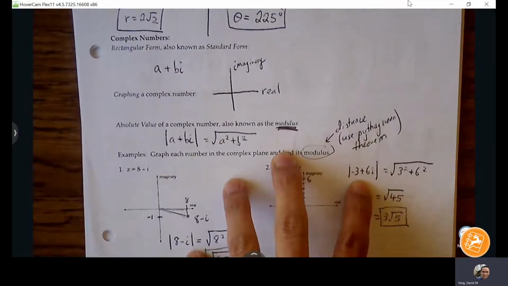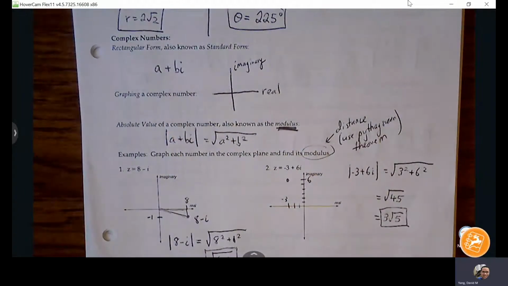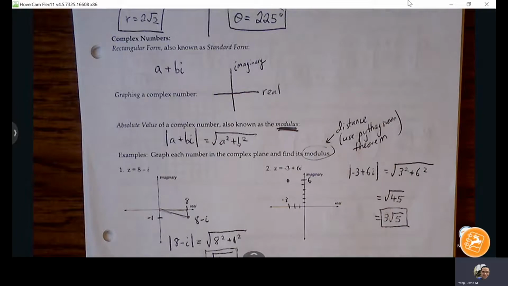The bottom half here, we talked about how we can graph any point on a complex coordinate plane, with a real component and imaginary component. Whatever doesn't have the i next to it is going to be part of your x value, and then your imaginary is whatever is attached to i.